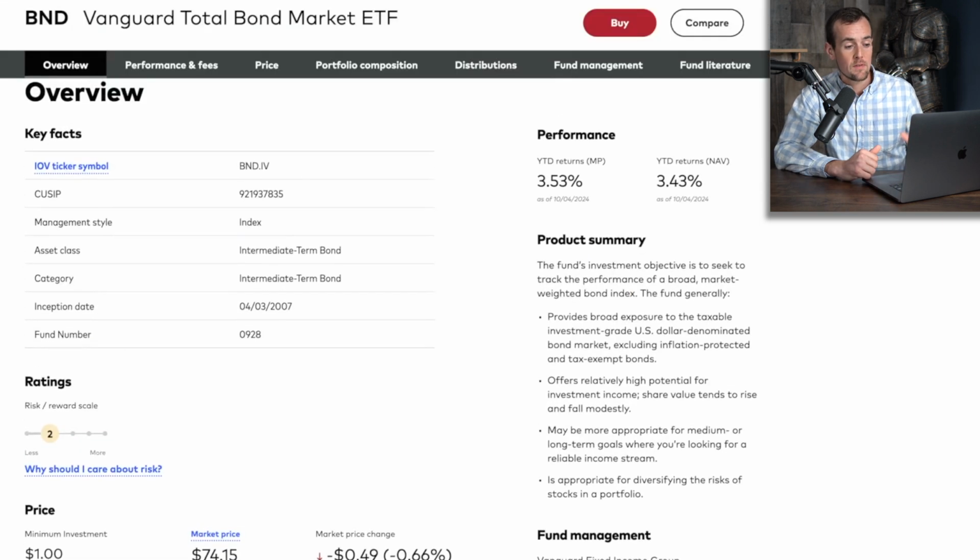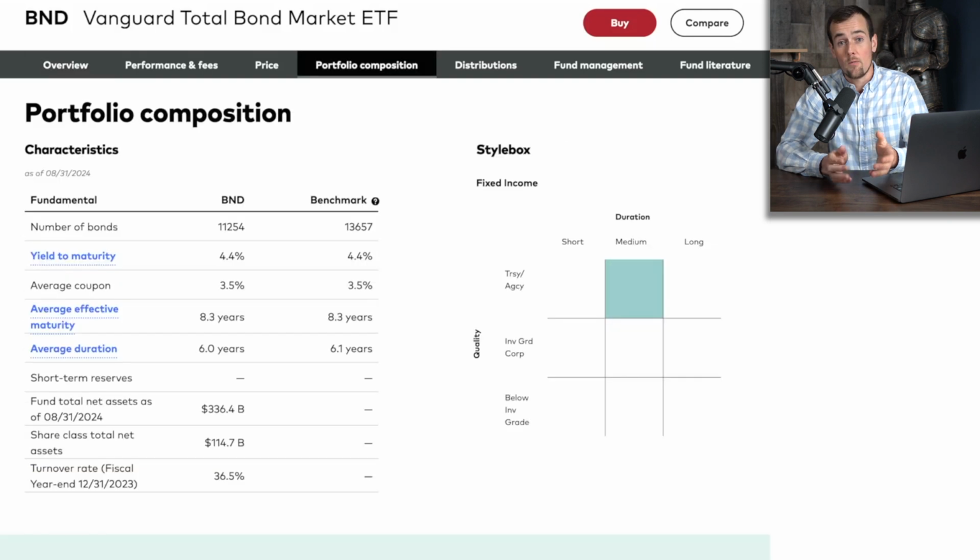If we take a look here at the year-to-date performance, this is up 3.53%, so you are having some returns generated from the underlying share price going up, but as mentioned, most of your returns are going to be expected to be generated from the yields collected from the bonds, which is going to be paid out in the quarterly dividend payment.